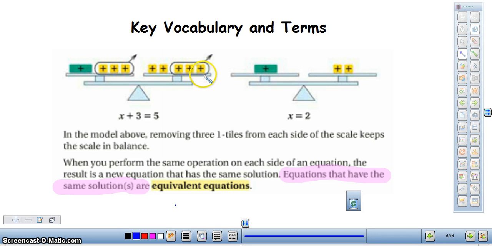We always want to keep our scale balanced. So whatever we do on one side, we have to do on the other. If we take 3 cubes away on this side, we have to take 3 cubes away on this side of the scale, which leaves us with the equation x equals 2.